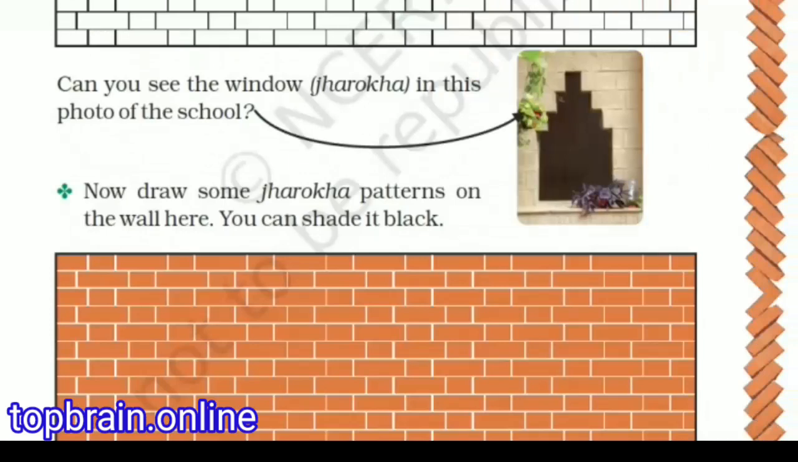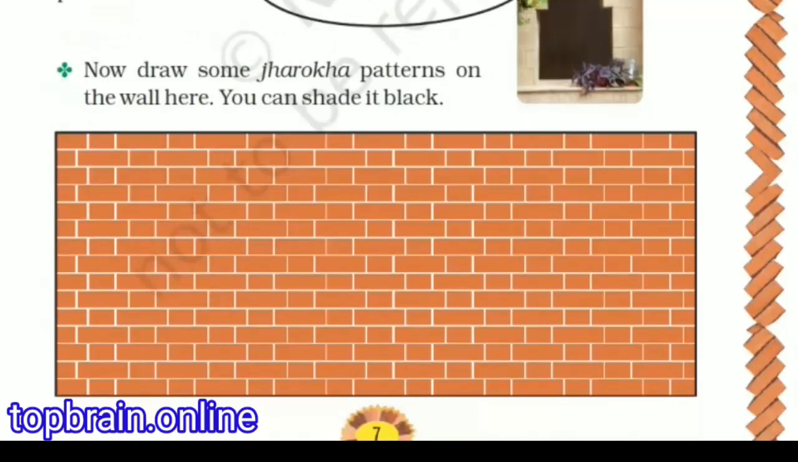Now see, this is a window which is formed due to the arrangement of bricks, and this type of window in a wall is called a jharokha. Observe this window. Now you have to make your own jharokha in this wall and color it with a black color. You can shade it with a black color.